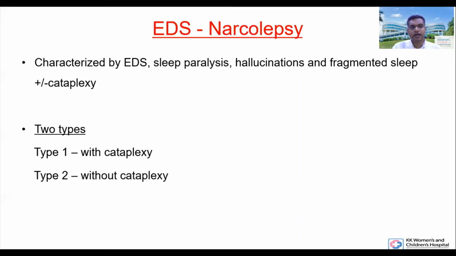So narcolepsy is characterized by excessive daytime sleepiness, sleep paralysis, and hallucinations, which can happen on falling asleep or waking up from sleep. They also have fragmented sleep, with or without cataplexy. There are two types of narcolepsy: type 1 is narcolepsy with cataplexy, and type 2 is narcolepsy without cataplexy.